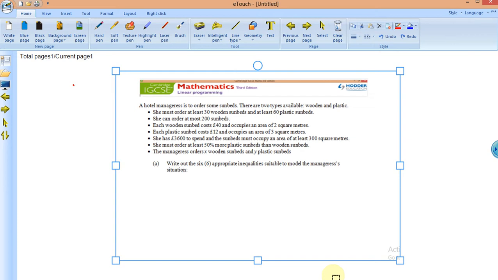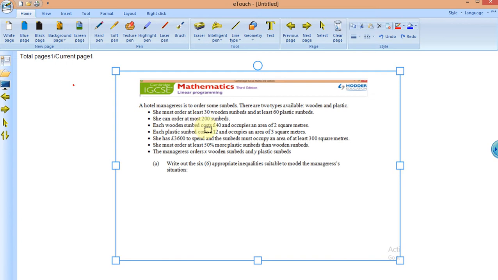So if you look at this question now, the question reads: a hotel manageress is to order some sunbeds. So probably this is to order some sunbeds for business purposes. There are two types available: the wooden and the plastic bed. She must order at least 30 wooden sunbeds and at least 60 plastic sunbeds. She can order at most 200 sunbeds.